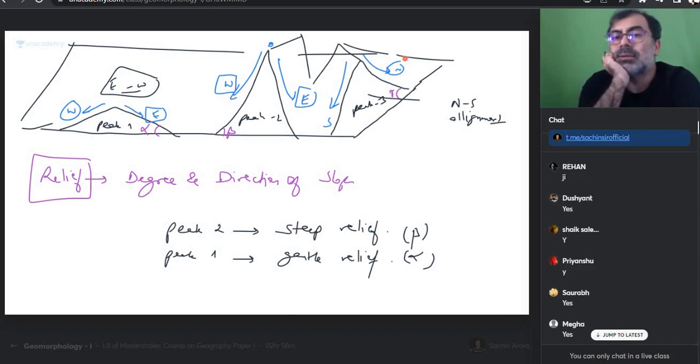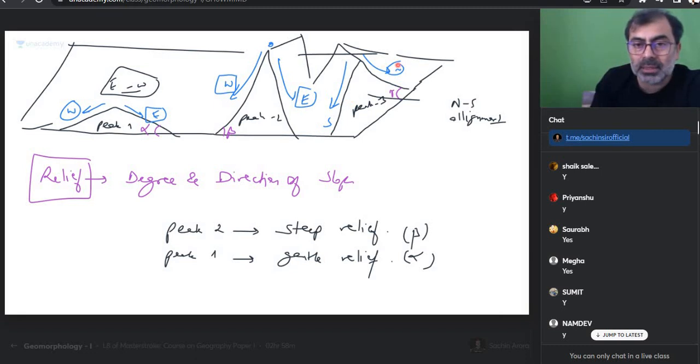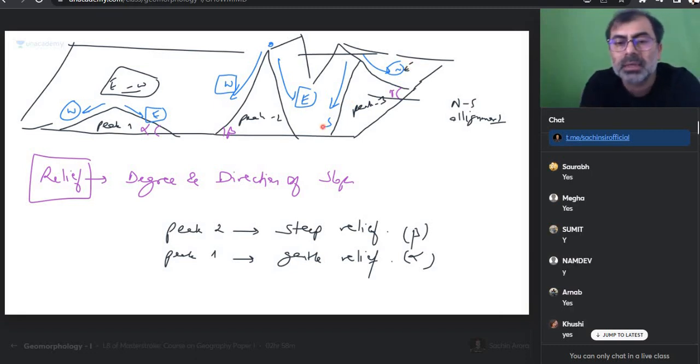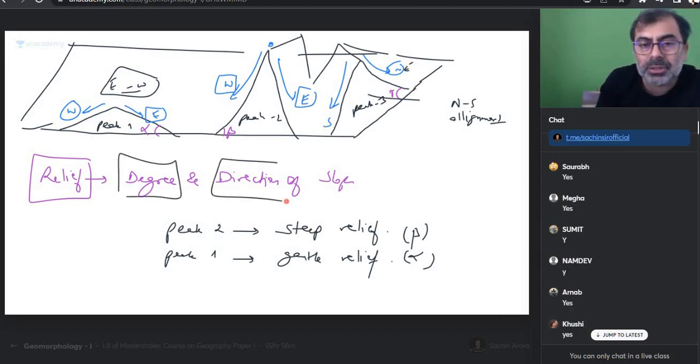Yes. Do we get that? Everyone. Abhi north-south lag nahi raha. You might say, sir, north nahi lag raha, north-east lag raha. Whatever we are saying, some alignment. So samajh mein aa gaya degree and direction of slope.